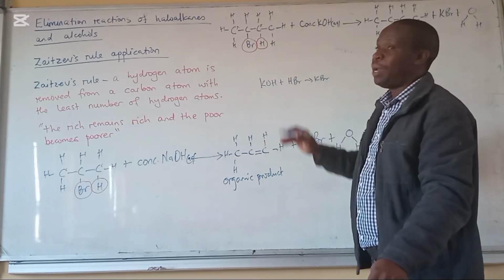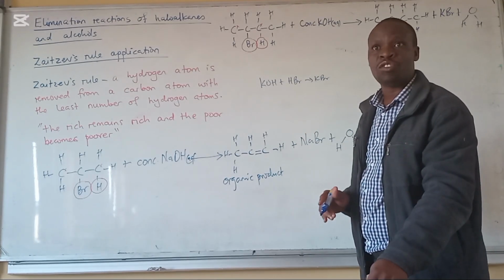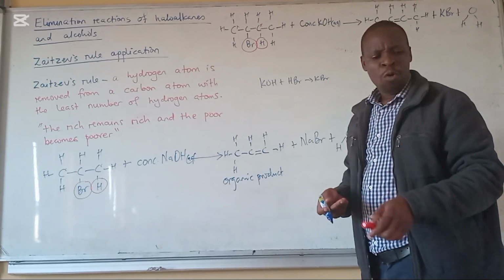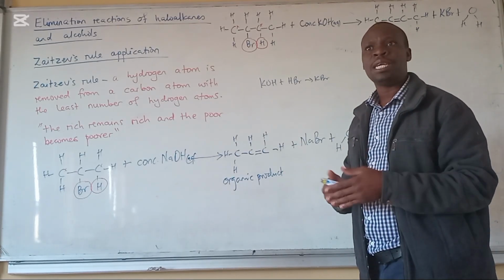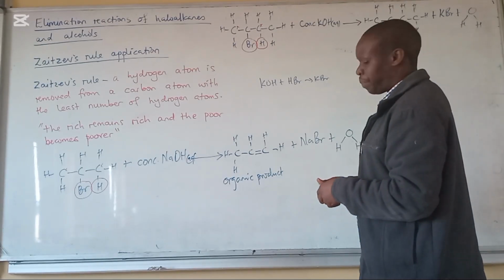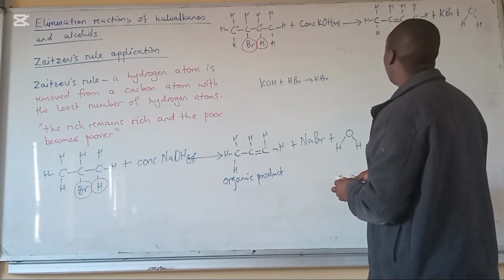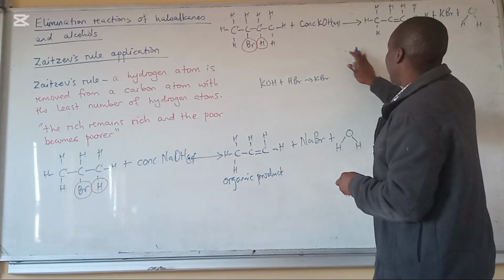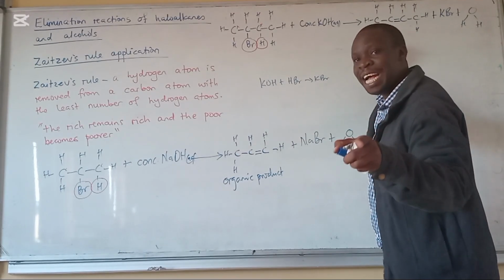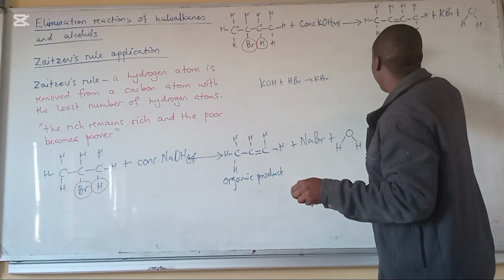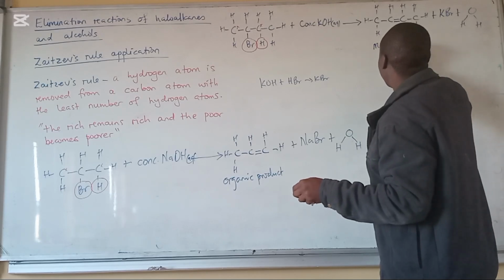And we've applied the Zaitsev rule. How do you know whether you are supposed to apply the Zaitsev rule or not? The examiners normally will say write the structure of the major product. So this is actually a major product.